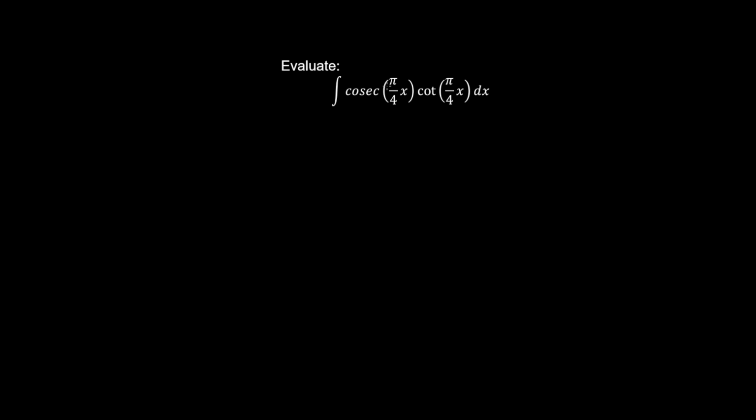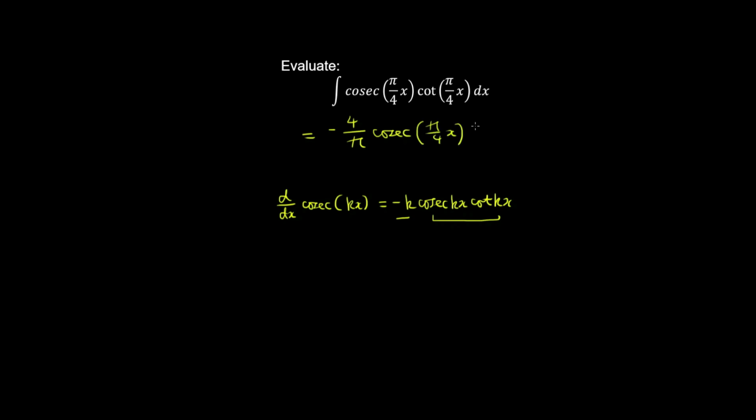Let's evaluate this integral. So one thing you may recognize is the derivative of cosec of a constant times x is equal to minus k cosec kx times the cotangent of kx. So if we divide through by minus k and then integrate both sides, where this here is the integrand, well, what we get is minus 1 on k. So this time we have minus 1 on pi on 4, which is 4 on pi, and cosec pi on 4x, plus the constant of integration.